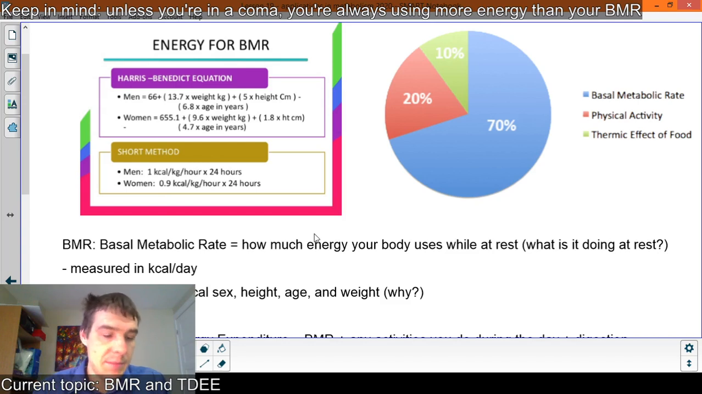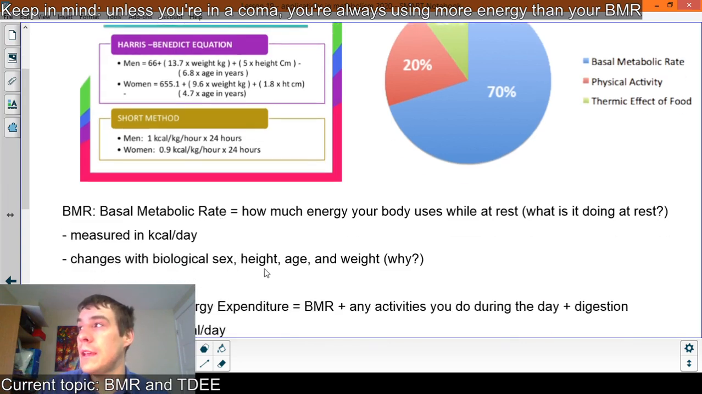Yeah, so that's BMR. Once again, it's an average. So it depends on your sex, your height, your age, and your weight. Why? Well, remember that BMR is the basic energy requirements for your cells to just do cell stuff. So if you have more cells, aka more weight, those cells are going to use more energy.